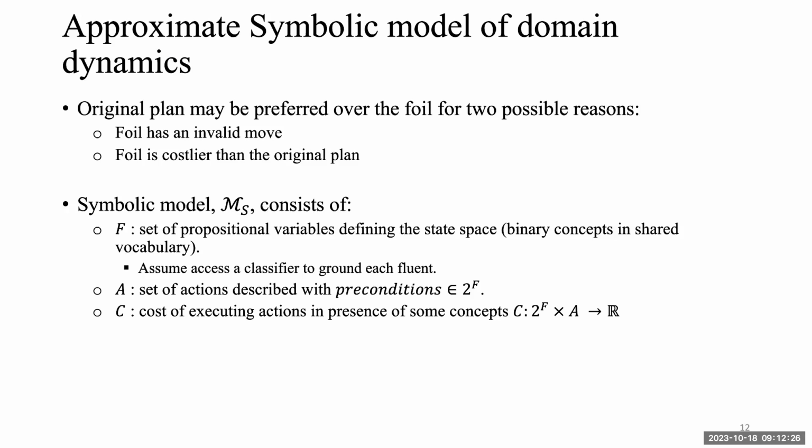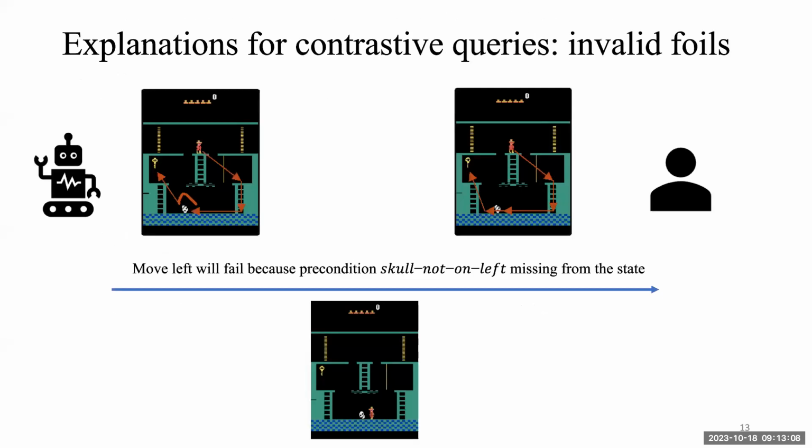Hence, what we do in this component is learn a symbolic model of the underlying dynamics of the task. So this symbolic model consists of a set of propositional variables. These come from the vocabulary, and more importantly, there are two sets. One is a set of actions which are described with preconditions. Preconditions are basically concepts that must be true in a state for that action to be executed. The second thing is you need a cost function. This cost function gives the cost of executing an action in presence of some concepts. So based on this, we can actually produce these explanations, as I'll show in this example.